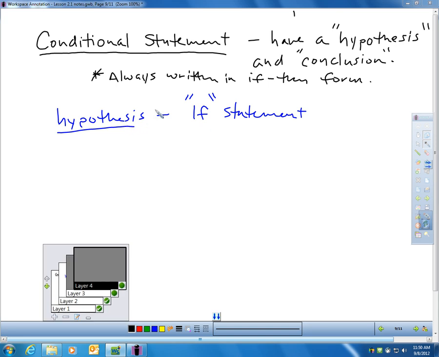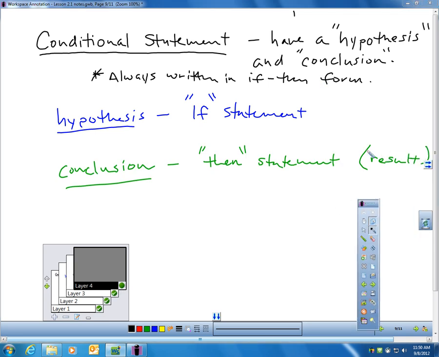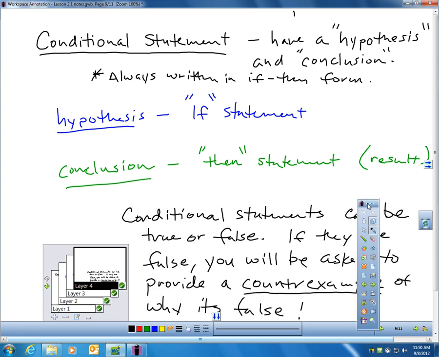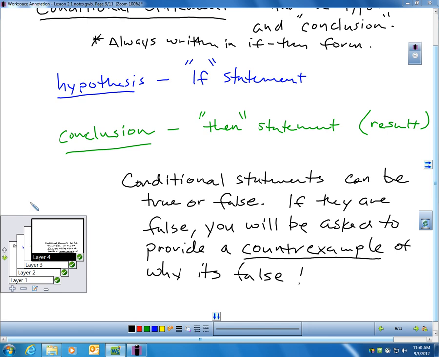The hypothesis is the if part of the statement. Okay, so if one fact is true, that's the hypothesis. The conclusion is the result. It's the then part of the statement. So if one fact is true, then this is the result, is what a conditional statement is. Okay? Now, conditional statements can be true, but conditional statements can also be false.